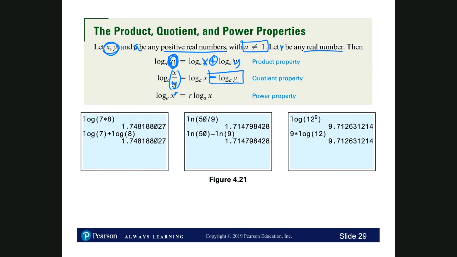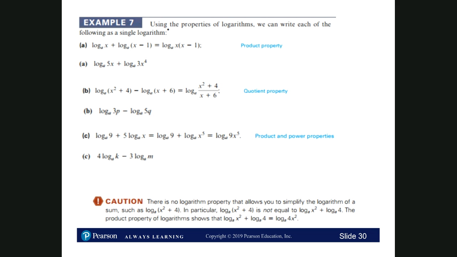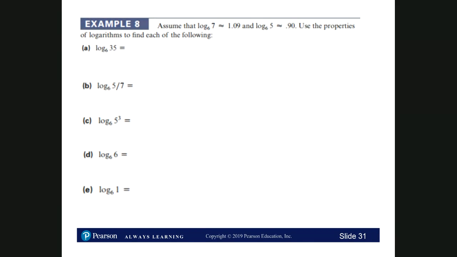The third rule, the power property: you take this exponent, you bring it to the front, and the exponent becomes the coefficient of the logarithmic expression. That implies multiplication, so r will be multiplying the logarithmic expression. Remember, r is just a real number. We finished those in class.